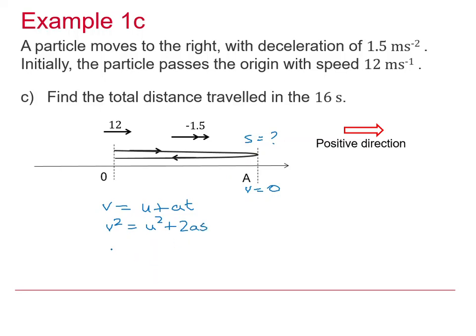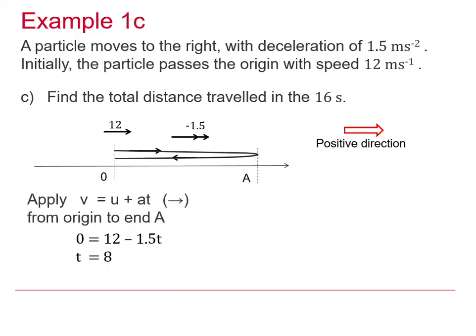And if we do that, then we'll get that the distance 0 is the v squared, u squared is 12 squared, which is 144. Then minus 2 times 1.5 is minus 3 times the distance s, and that will tell us that s is equal to 144 over 3, which is 48. So that's the distance from O to A. So our distance back again altogether will be 96 meters.